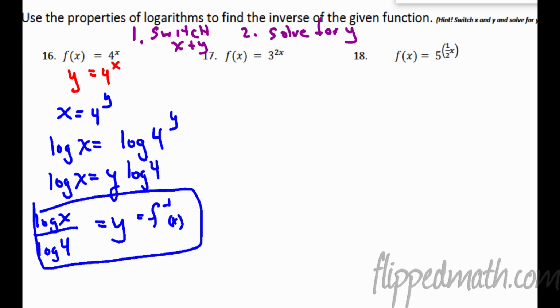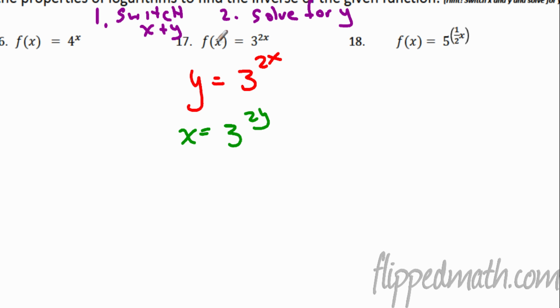Let's do 17. So substituting the y for f of x and then switching x and y. Now we need to solve for y. But one thing I noticed with 17, I have 3 raised to the 2y power. That is exactly the same as 3 squared raised to the y power, right? Because of our power properties, our exponent properties.